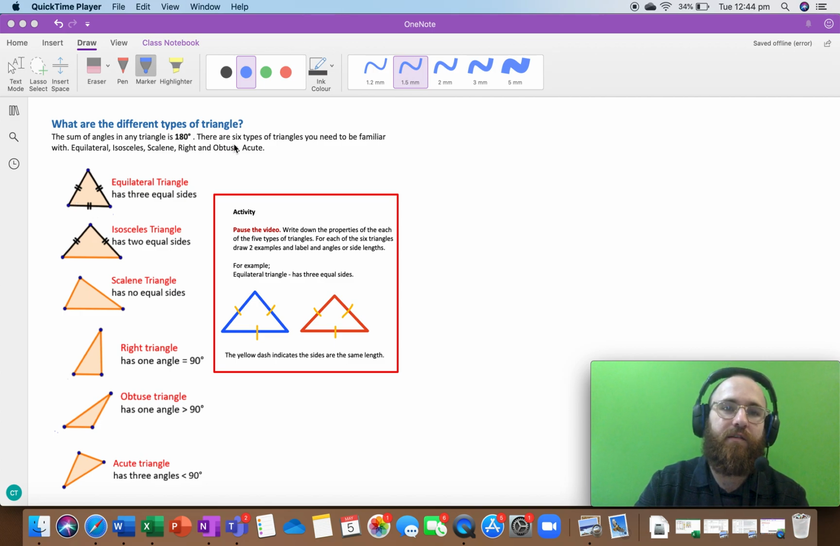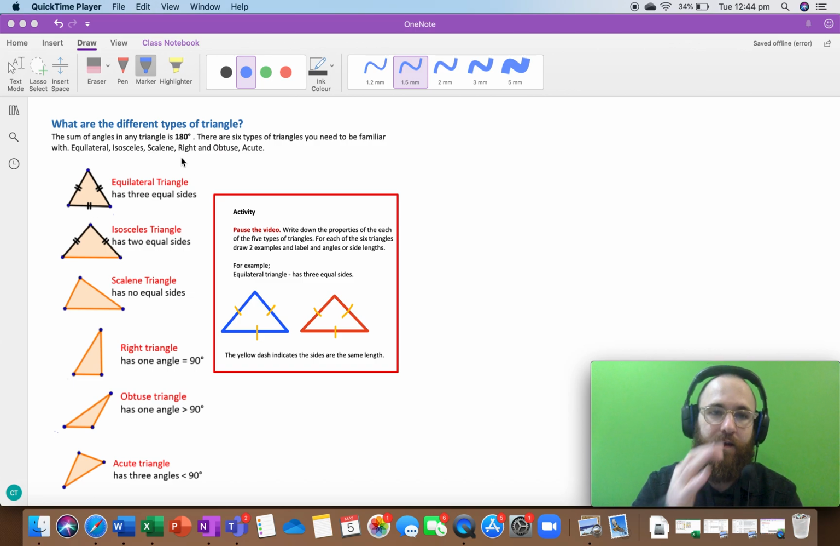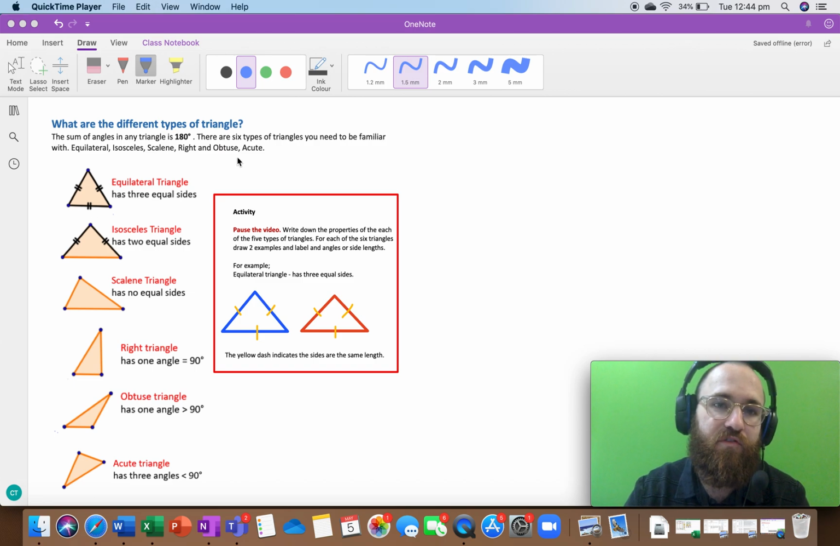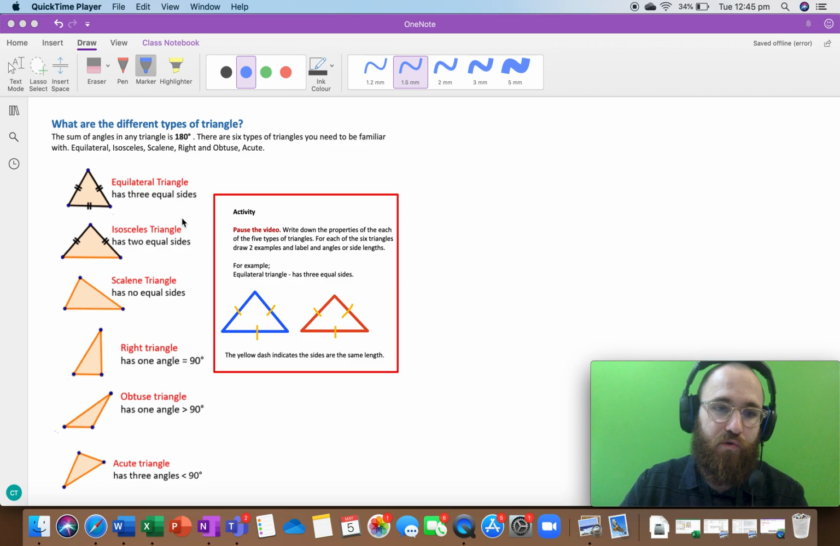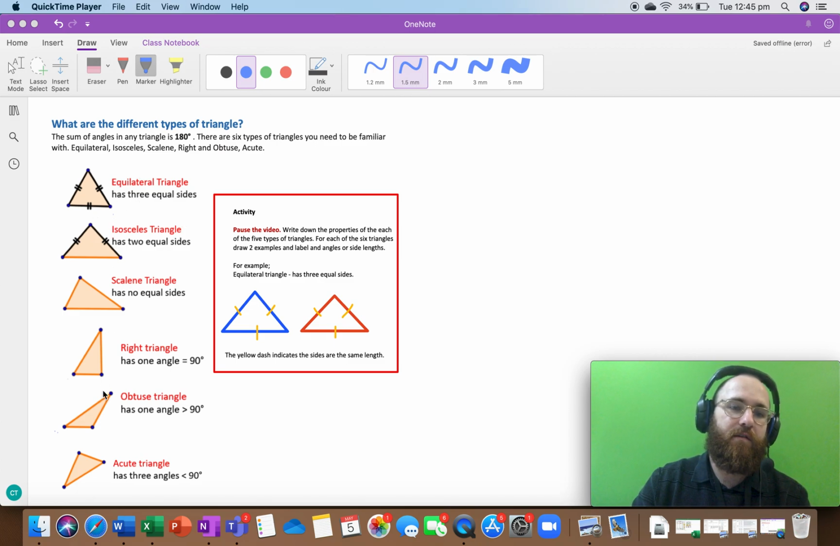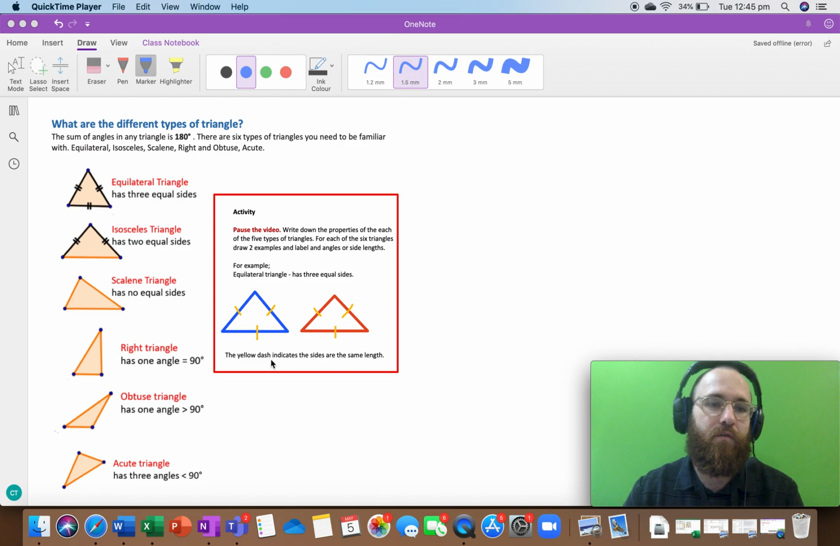There are 6 types of triangles that you need to be familiar with: equilateral, isosceles, scalene, right, obtuse, and acute angles. I didn't have to define that a triangle has 3 sides because I'm sure we all know that. But let's have a look at these more detailed descriptions of our 6 types of triangles.